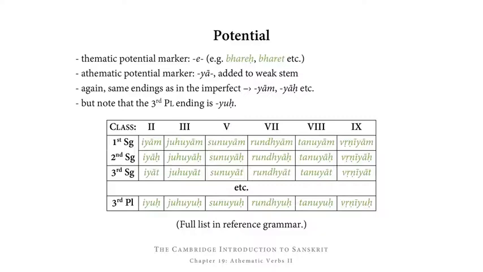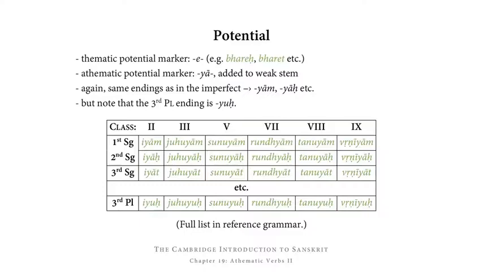On to the potential then. In thematic verbs, we saw the potential marker e at the end of the stem. So, for example, second singular barech, third singular paret, and so on. In athematic verbs, we find the potential marker ya instead, and this ya is added to the weak stem.